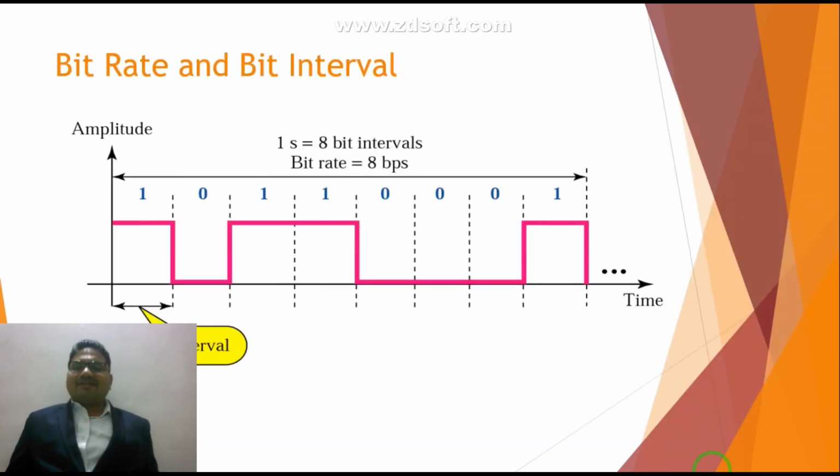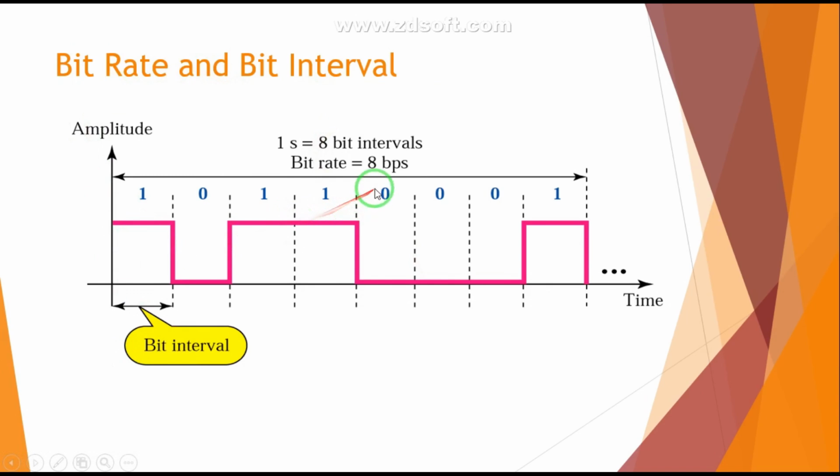So from this figure you can see that this is your bit rate. What is your bit rate? That is 8 bits per second. In 1 second we are going to transmit 8 bits. So 8 bps is your bit rate.